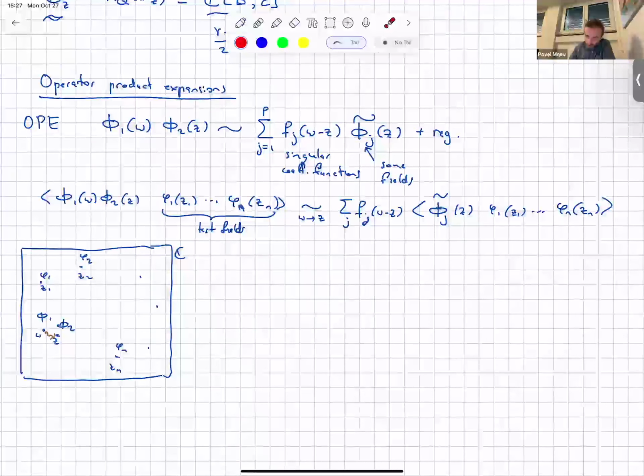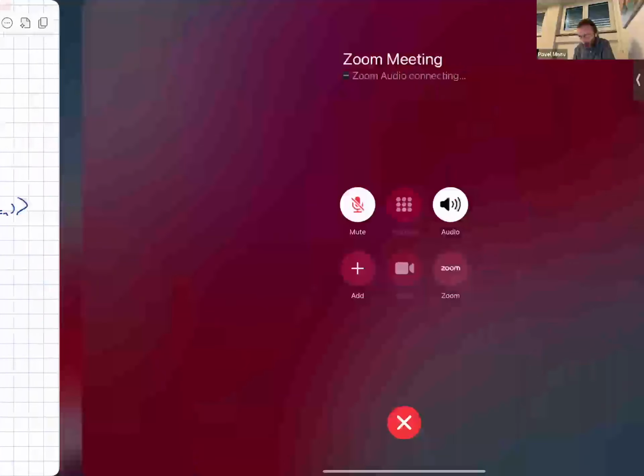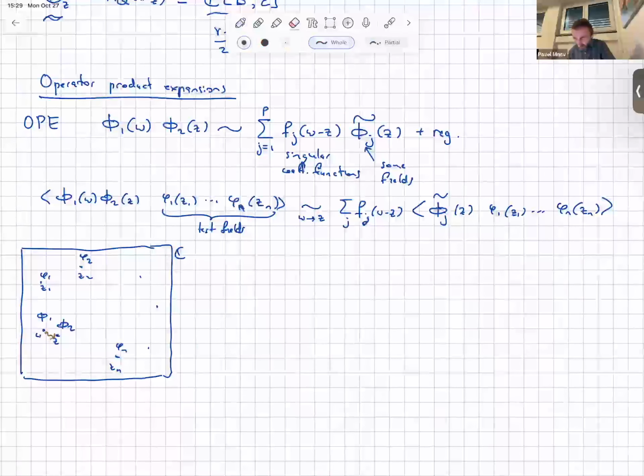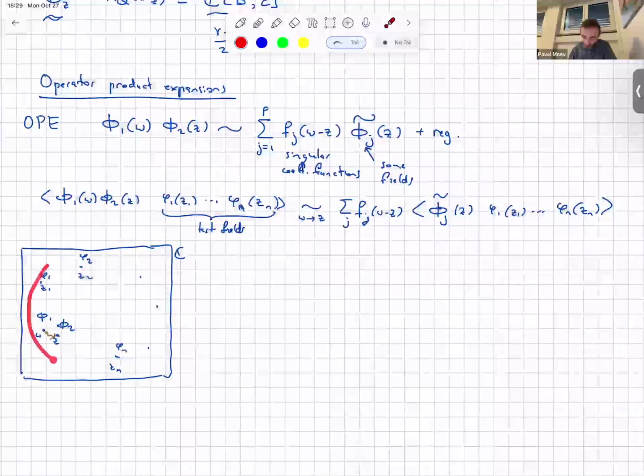So, and then I'm studying this correlator, and I want to express this correlator. Oops, what happened? Okay, very good. Apologies. So where were we? So we want to study such correlators, right?